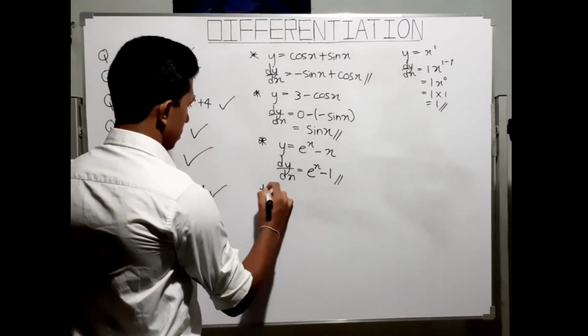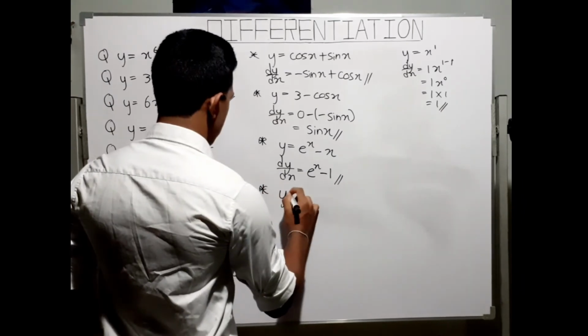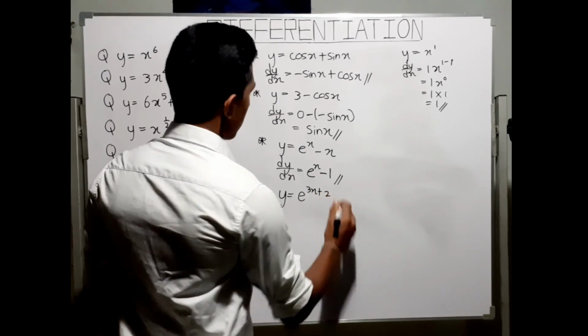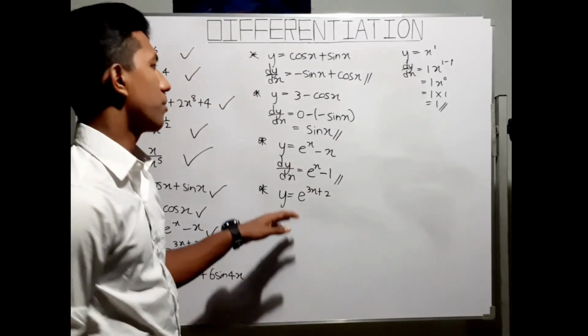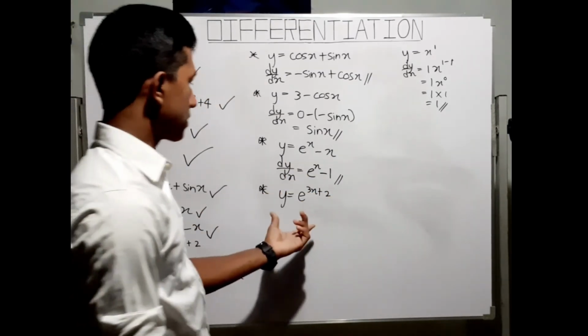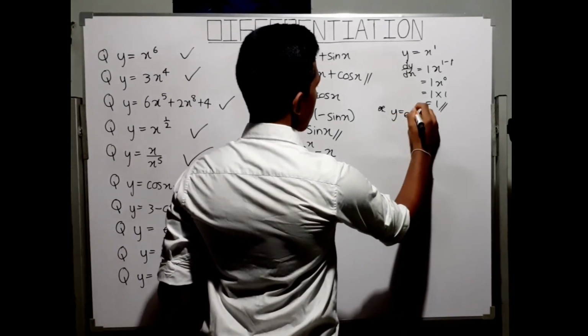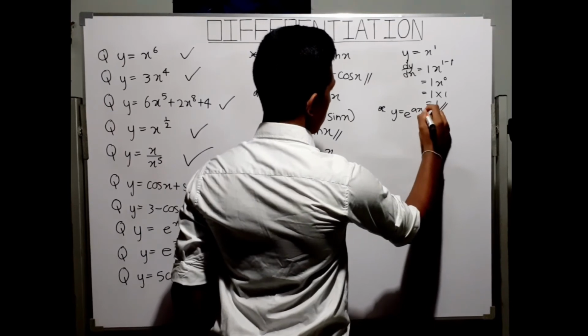The next question is going to be y equals e to the power 3x plus 2. Now this is a bit of a different format. So I'll teach you how we can do this. So I'll give you the general format. So y is equal to e to the power ax plus b.